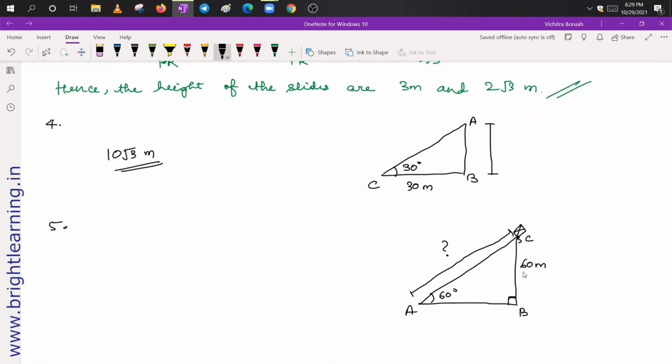Tan 60 degree. So Maya, just remember tan is perpendicular upon base. Here we don't have to find base, we have to find the hypotenuse. So I don't think we can use tan. Sine 60. Yeah, sine is perpendicular upon hypotenuse. So here we'll have to use sine 60. Okay, so come on, guys. Let's see what's your answer.